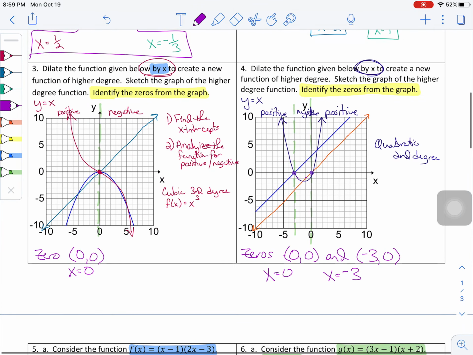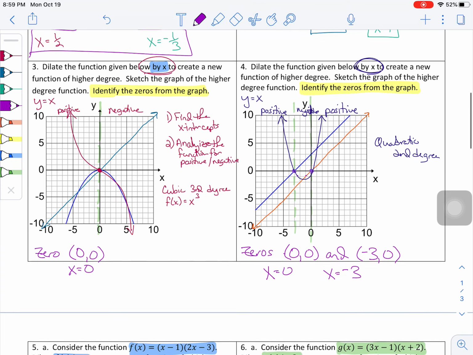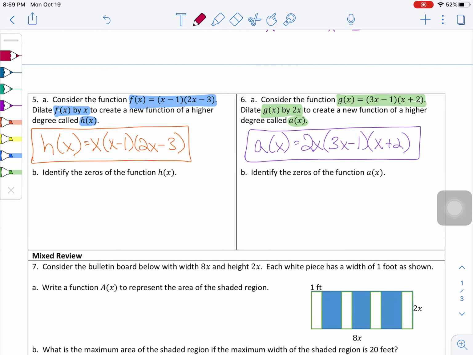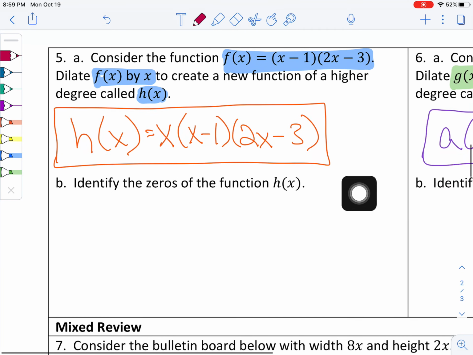Okay, so if you have the graph and you're asked to identify the zeros, you can either give me ordered pairs or what x is equal to. Okay. All right, problem number 5 and 6, we again did part A yesterday. So part A, we dilated the function by, in this case, x with these other 2 pieces of f of x. It says identify the zeros of the function h of x. Okay, well, remember I talked about yesterday, we didn't have to multiply this out because it didn't say to, which means it's already in factored form for us.